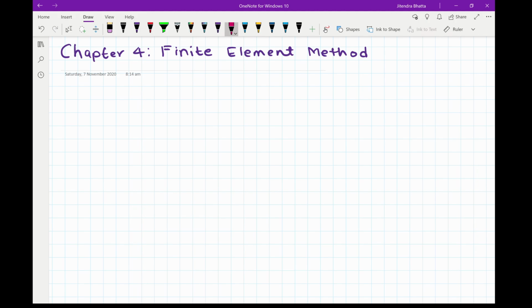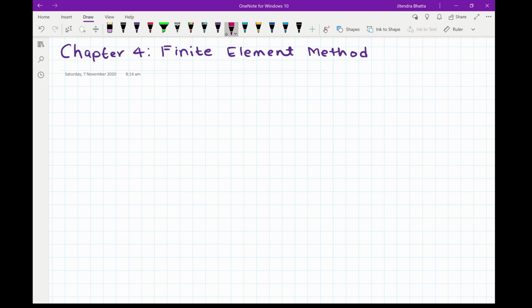Hello everyone. Today we're going to discuss chapter 4, which is the finite element method. It's one of the most important chapters of the computational technique course. I have already discussed the general outline of the finite element method in chapter 1. Here we're going to dig a little deeper into the concept of finite element method.